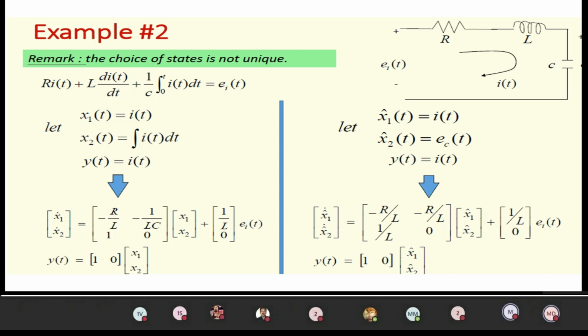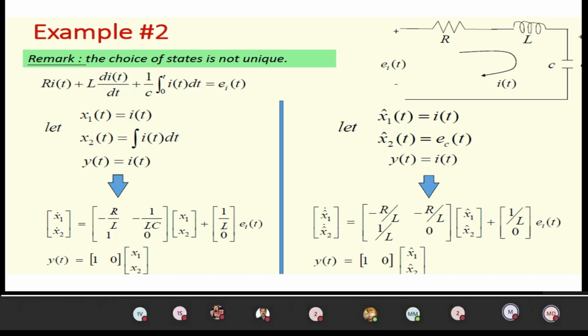You can see whatever I have explained to you. First of all, an RLC series circuit is given. You write the differential equation by means of Kirchhoff's voltage law: sum of voltage rises is equal to sum of voltage drops across each element. The drop across the resistor will be R into i of t, L into di divided by dt, and 1 divided by C into the integral of i into dt, which equals e of t. Here you have to assign the state variables: x1 is equal to i of t, and the voltage across the capacitor will be x2.